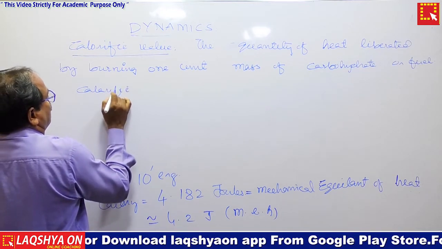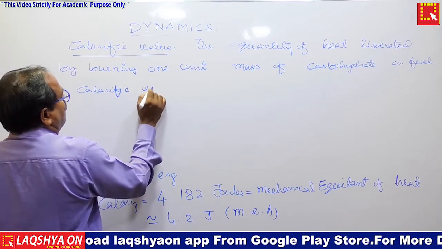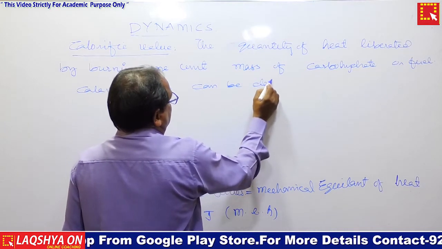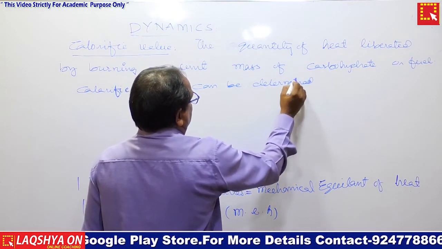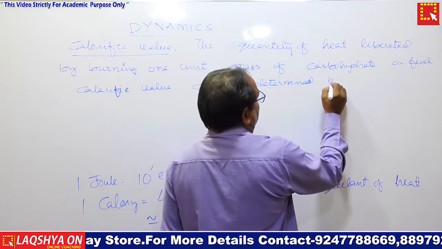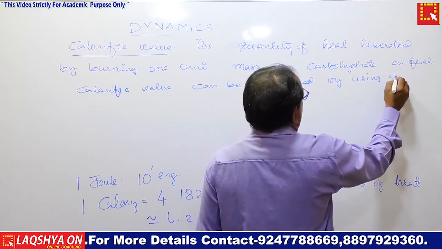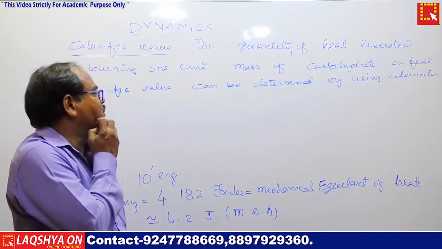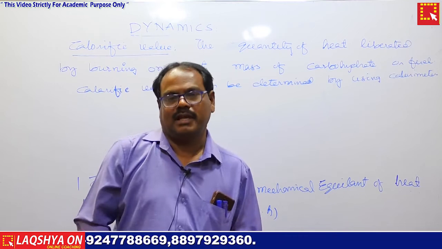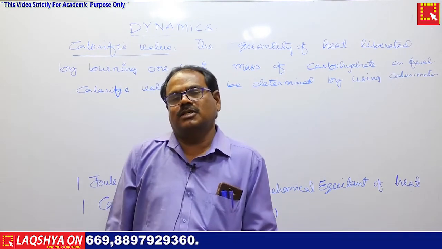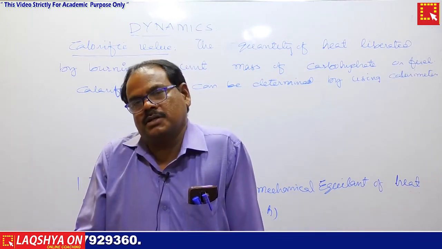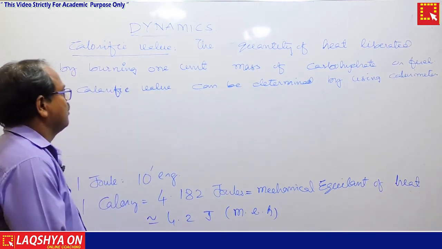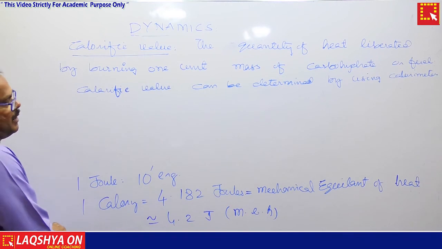Calorific value can be determined by using a calorimeter. A calorimeter is a device like a vessel, in which we should burn the material. Like rice, we can burn it. By burning the rice, heat is liberated in it. Whatever heat is liberated, that is called the calorific value of that rice. Now, that is about calorific value. So we should burn it in the calorimeter.